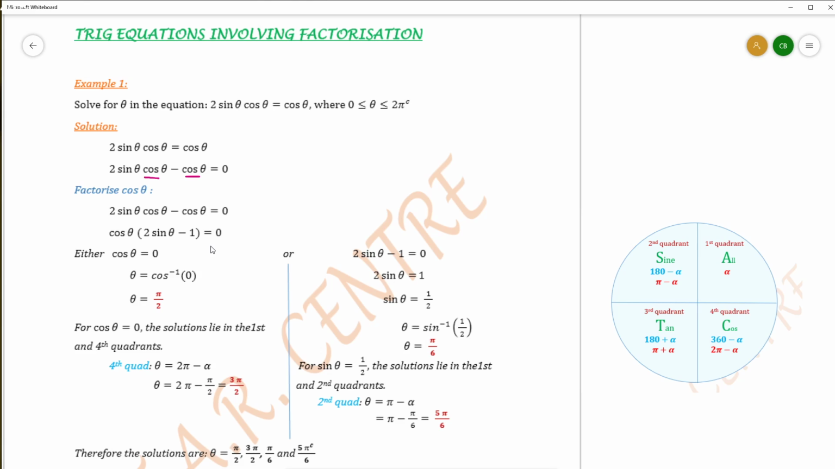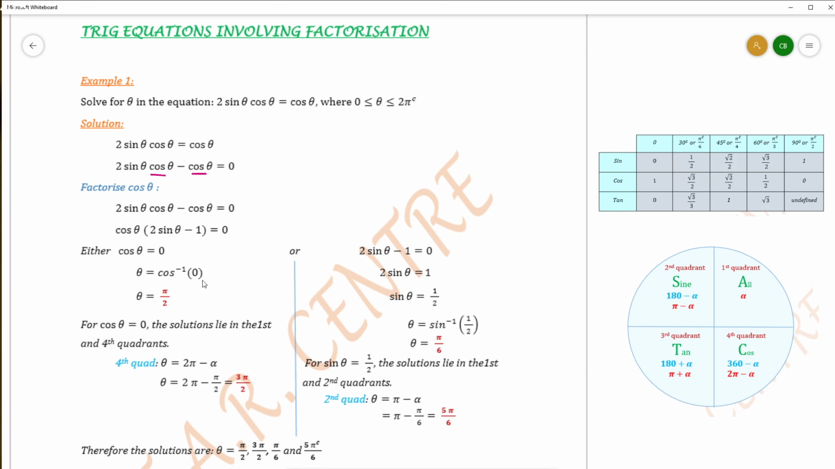So just as when we solved quadratic equations, the same applies here. So if cos theta by this bracket 2 sine theta minus 1 gives 0, then either the cos theta is equal to 0 or the 2 sine theta minus 1 is equal to 0. So now I'm going to separate that into two parts and look at each one separately. So if cos theta is equal to 0, then theta would be cos inverse of 0, and in terms of radians, that would give us pi over 2. This is obtained from our table before.